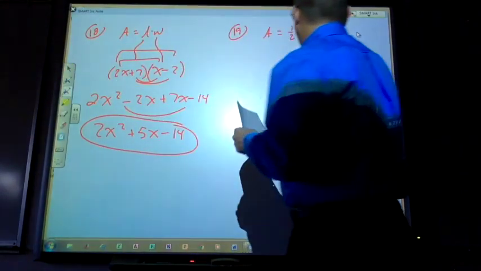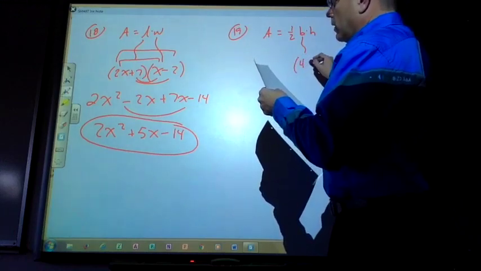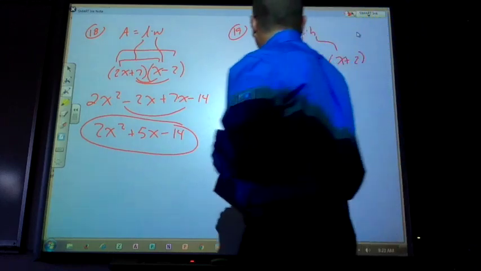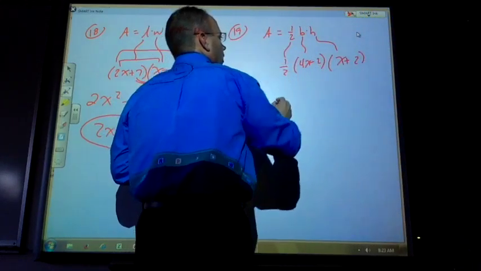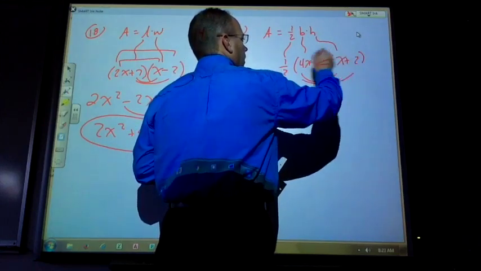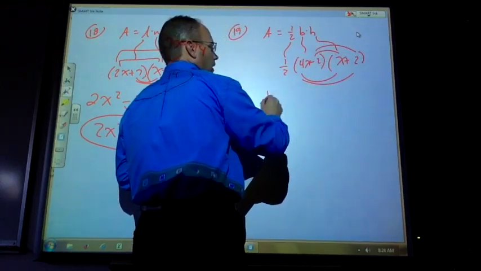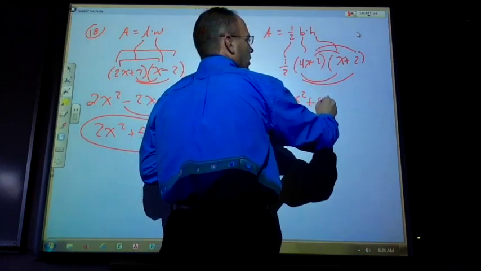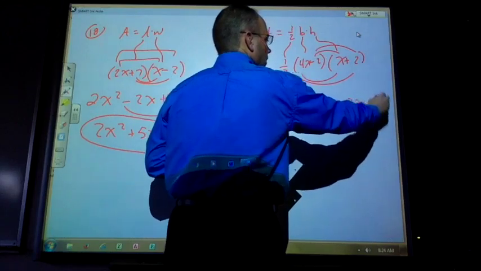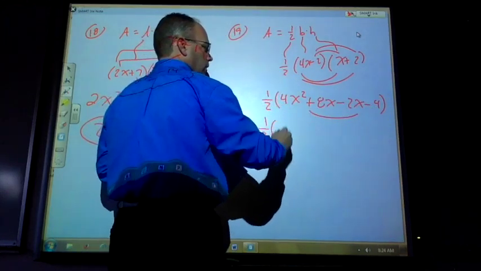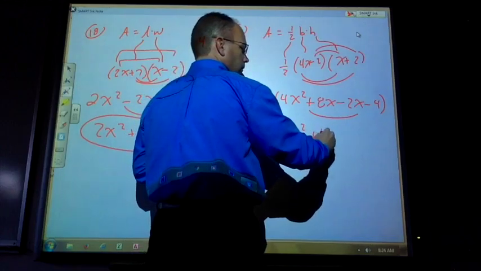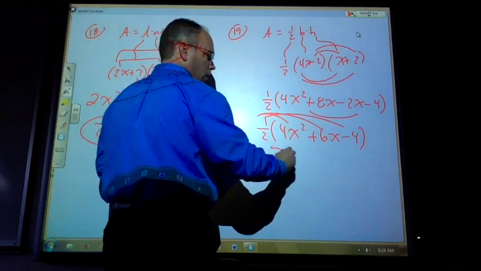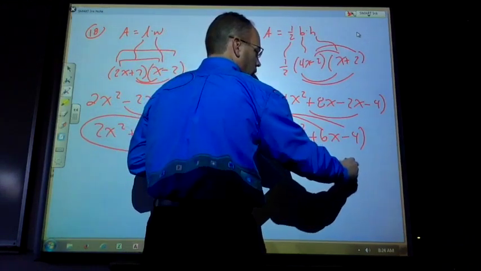One half's going to come along for the ride, so the base happens to be 4x minus 2. The height happens to be x plus 2. So that one half is going to come down. So FOIL first. So multiply here, multiply here. So I'm going to get one half coming along. So I get 4x squared plus 8x minus 2x minus 4. Combine your like terms inside first before you distribute. And then multiply everything by half, so I get 2x squared plus 3x minus 2.